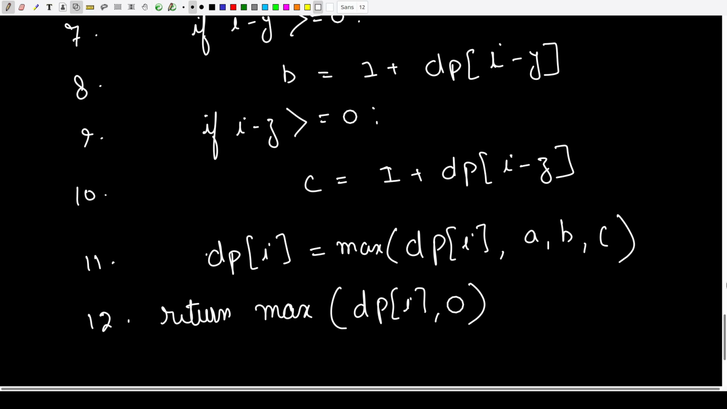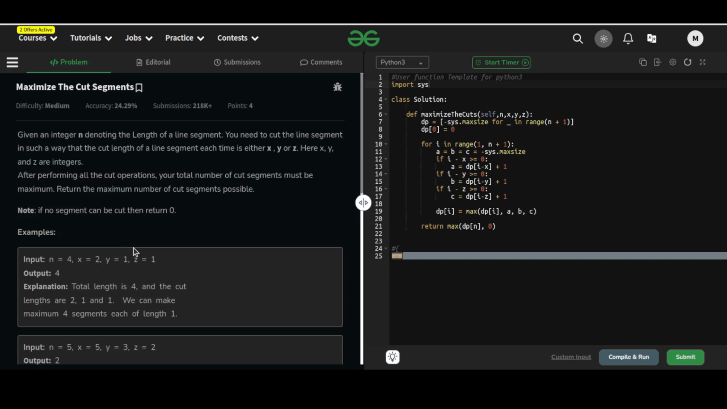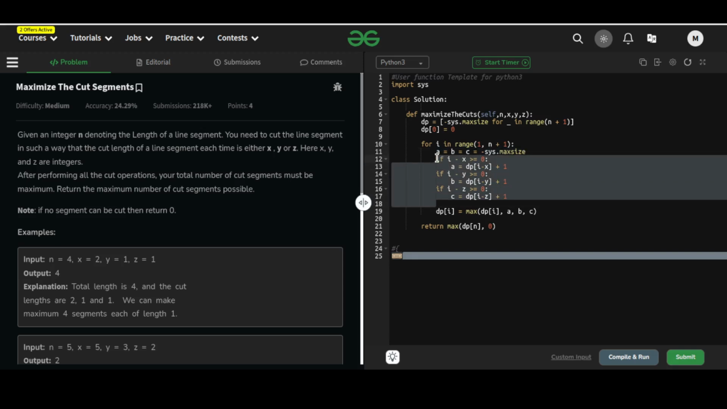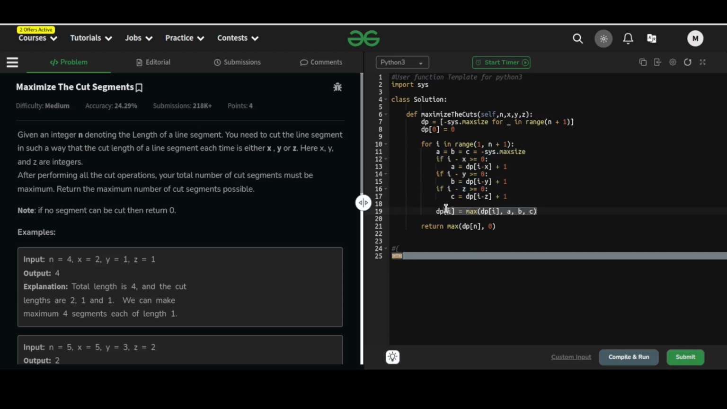Now let us see how we have implemented this in Python and C++. So first, let us look at the Python implementation. For this, we need a dp table of size n plus 1, and the dp table is initialized with negative infinity. Then the base case where dp of 0 equals 0. Then we are iterating on i for i in 1 to n plus 1. Then the values of a, b and c. And once we have populated the values of a, b and c, towards the end we are finding the maximum of a, b, c and dp of i. And then we are returning the maximum of dp of n, comma 0. So that's the Python implementation, folks.